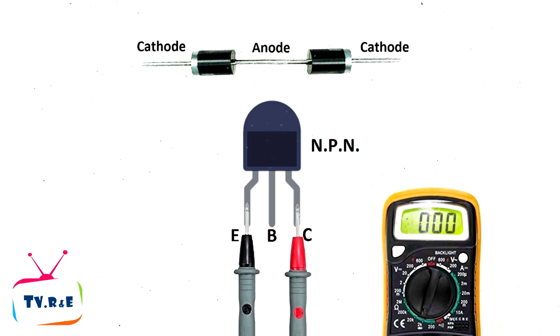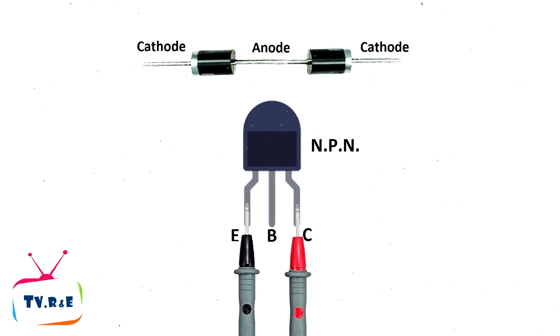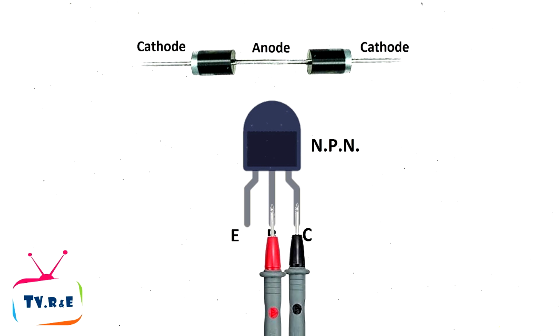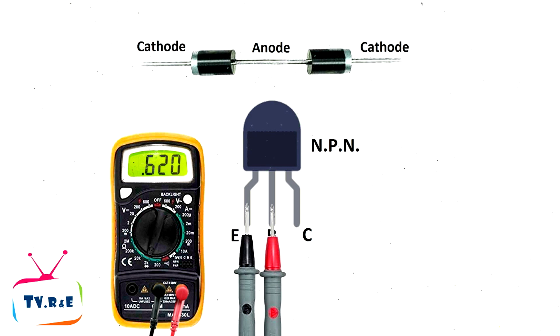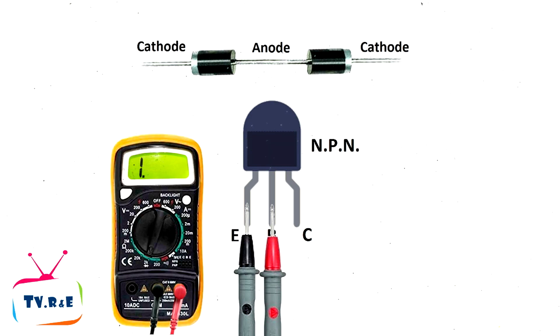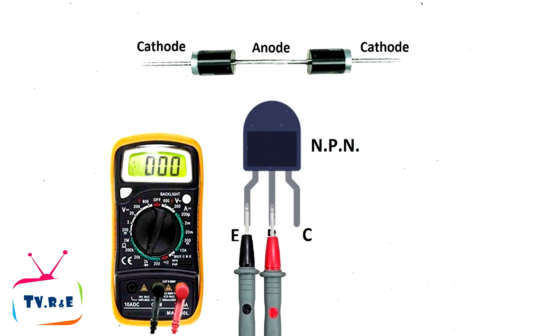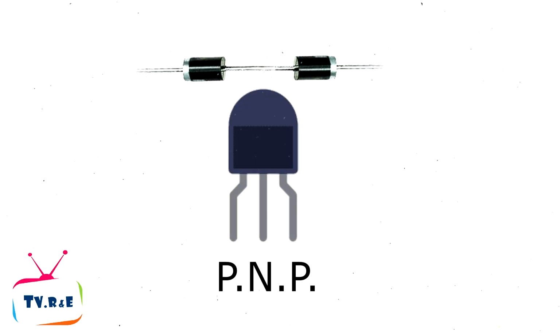But if it shows reading, the transistor will be considered faulty, even if we try to switch these two leads. If we place the red lead on the base and the black lead on either the emitter or the collector of the transistor, it will show reading. But if the multimeter does not show any kind of reading or shows continuity, then the transistor will be considered faulty. So now let's understand how to check a PNP transistor.